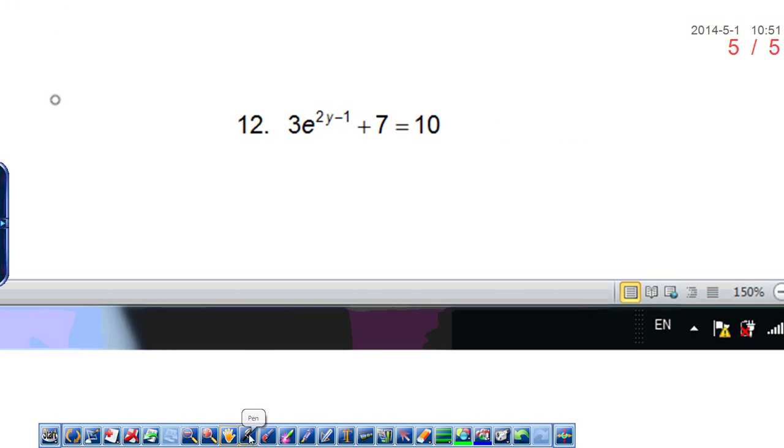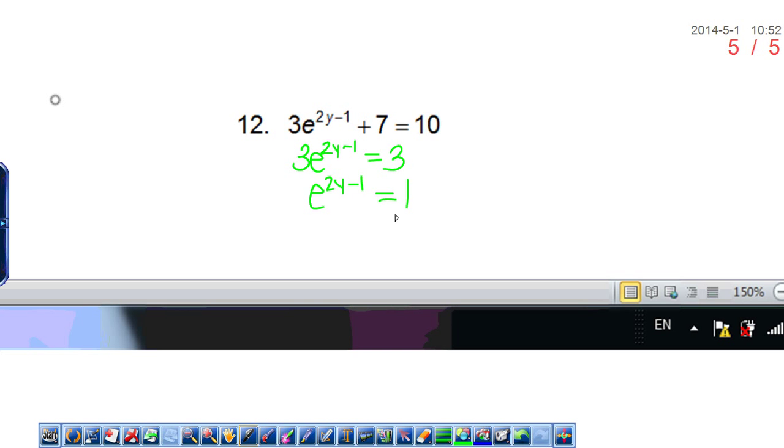Okay, keep our goal in mind. What's our goal? To solve for y. Okay, what will we do first? Subtract 3. So this would be 3 times e to the 2y minus 1 is equal to 3. Then what? Divide by 3. So we would get e to the 2y minus 1 equals 1.